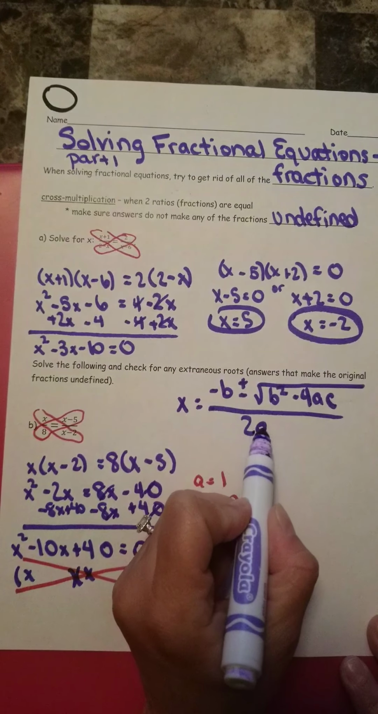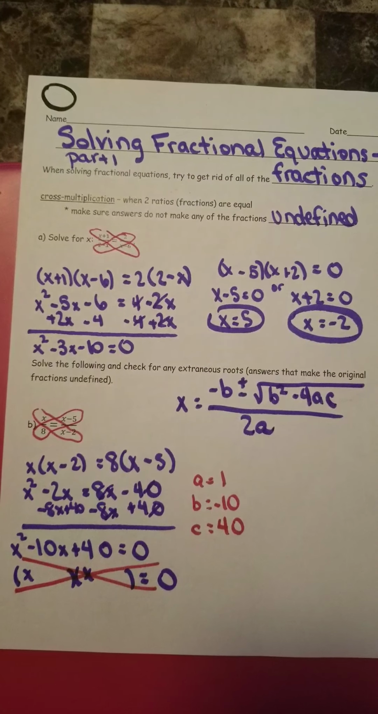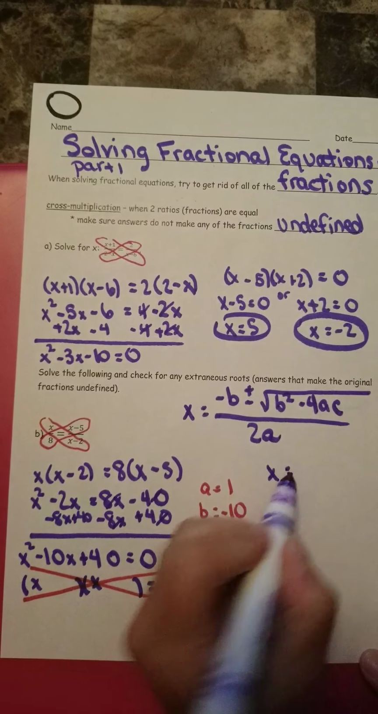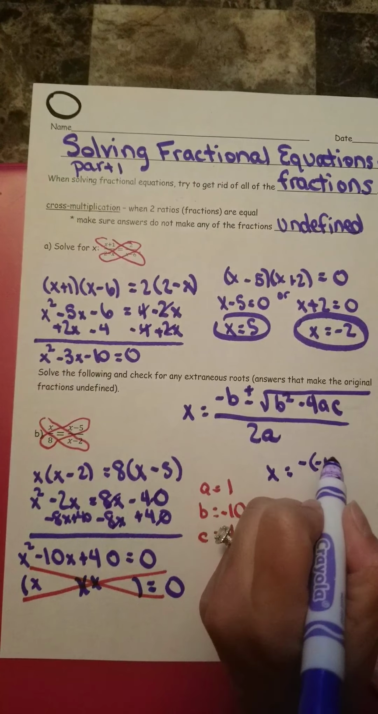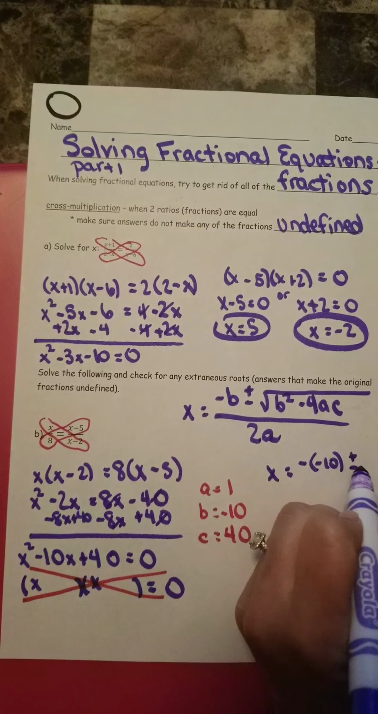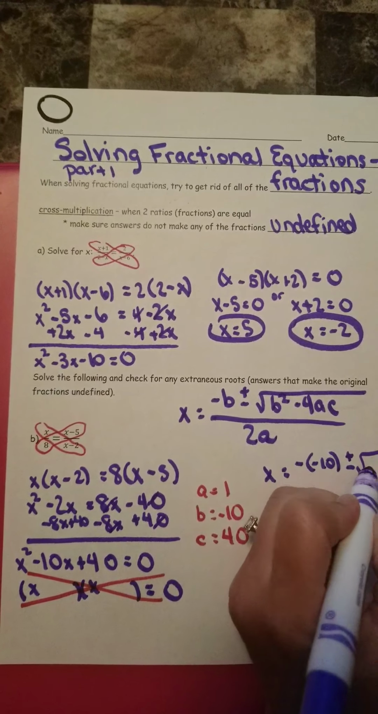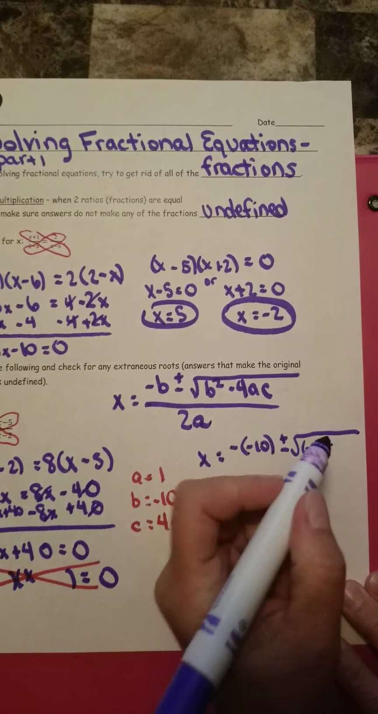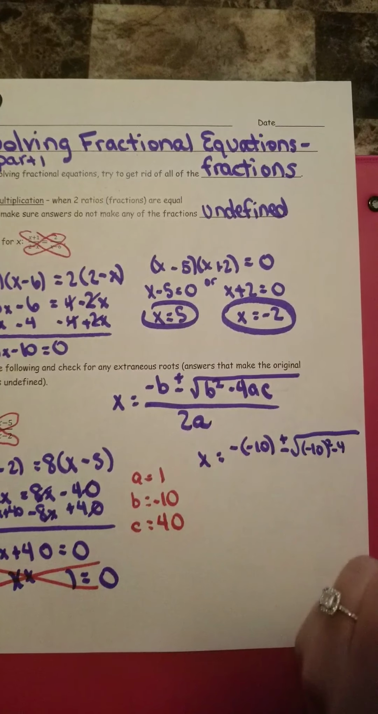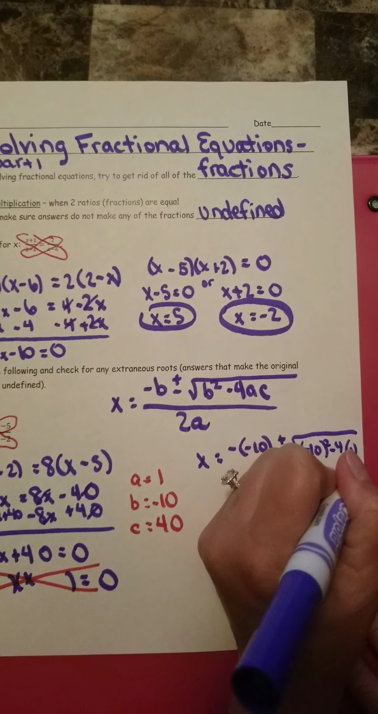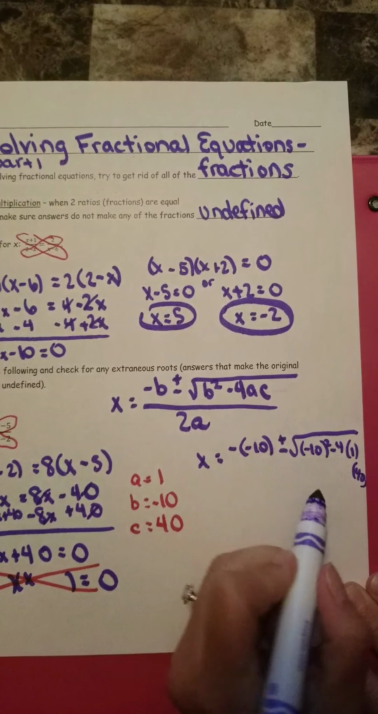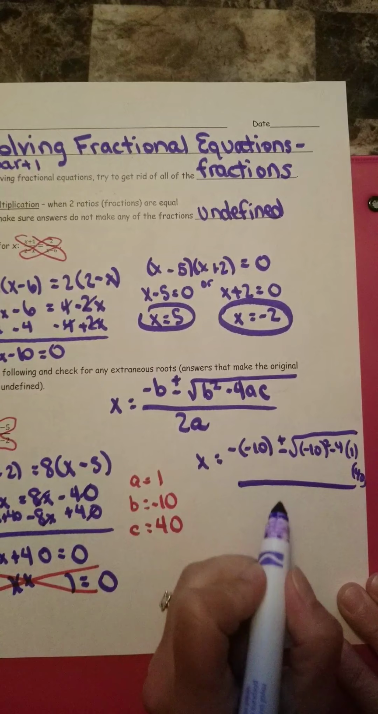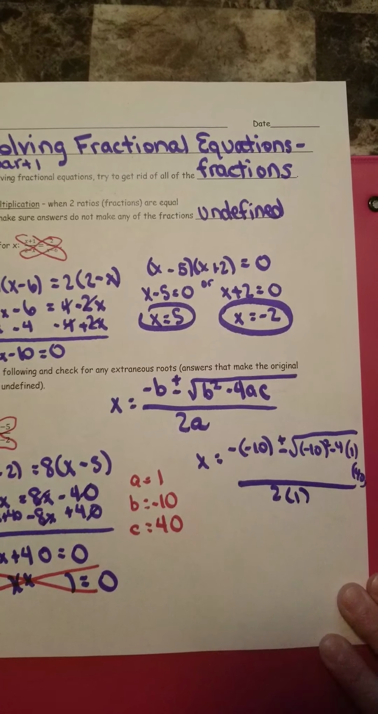All right, so there's our formula. Now we're going to plug in our values. Instead of negative b, we're going to put negative 10, or just 10, plus or minus. Underneath the radical, we're going to have negative 10 squared minus 4 times 1 times 40. That's all on the top, all over 2 times 1.